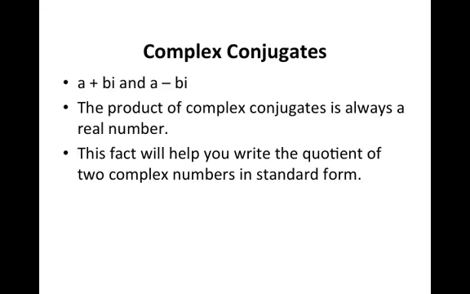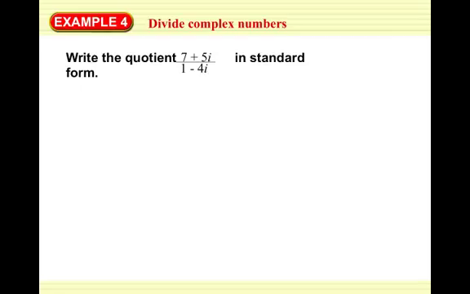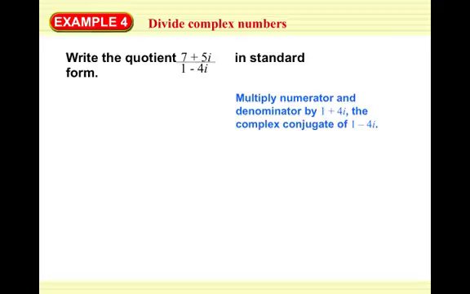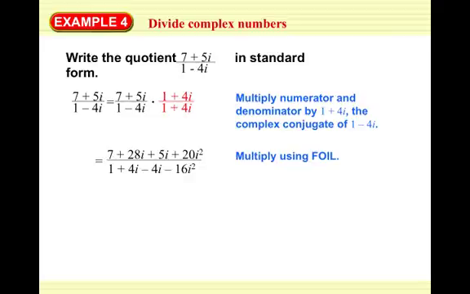Okay, complex conjugates. The product of complex conjugates is always a real number. This fact will help you write the quotient of two complex numbers in standard form. So if I've got 7 plus 5i over 1 minus 4i, and I want to write it in standard form, a plus bi form, I'm going to multiply on top and bottom by 1 plus 4i. So on top, I'm going to have to use FOIL. So that'll give me 7 plus 28i plus 5i plus 20i squared. On the bottom, I'm going to have 1 plus 4i minus 16i squared.